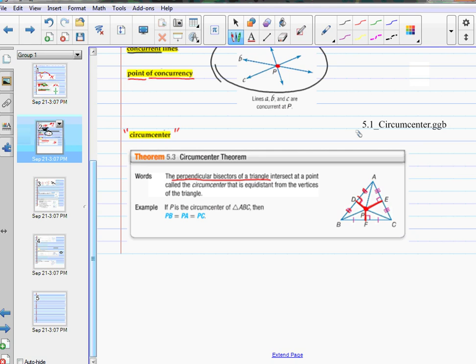And that point, called the circumcenter, happens to be equidistant from the vertices. Same distance to all the vertices. That means this line, that distance, is the same as this line, which is the same as this line over here. Now that's the result of concurrent perpendicular bisectors. Those perpendicular bisectors all hit at a point. The result tells us that these distances to the vertices from that point are all the same.